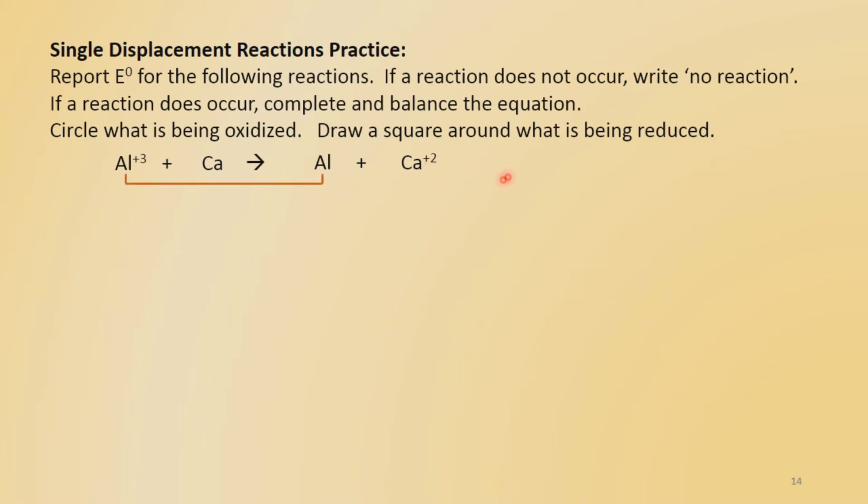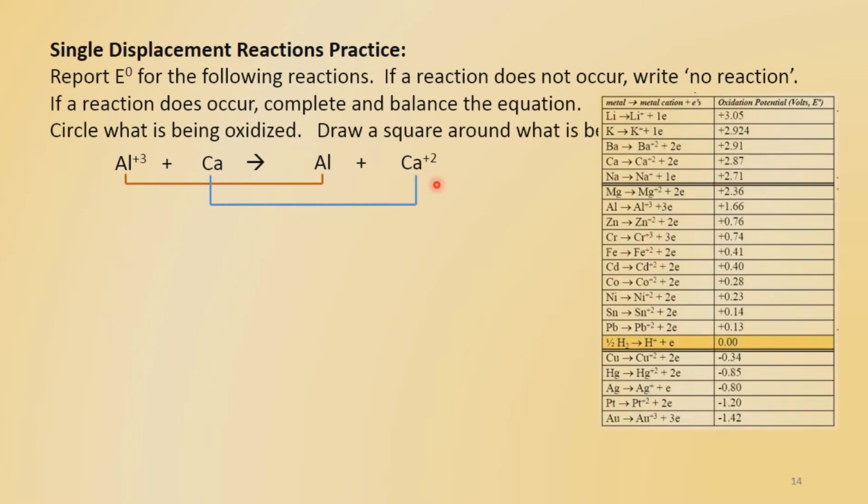All right, so what's happening in the case of aluminum? It's gaining 3 electrons, it's being reduced. How about calcium? Calcium is losing 2 electrons, it's being oxidized. Let's check the activity series table and find out the potentials for these half reactions.